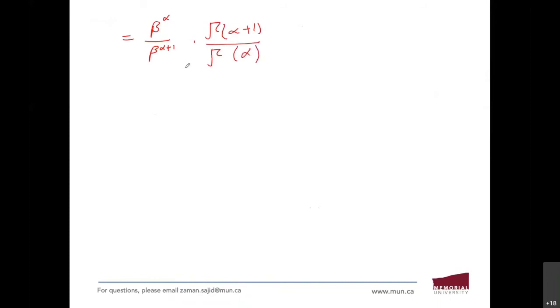Now the next is just the simplification here. So these are the same, beta power alpha divided by beta power alpha plus 1. So I can combine them and I will get alpha. This power will go on the top and will be subtracted, alpha minus alpha minus 1 times the gamma function of alpha plus 1 over the gamma function of alpha. Now here the beta power alpha and alpha are cancelled out and I'm left with beta power minus 1, which will become 1 over beta.